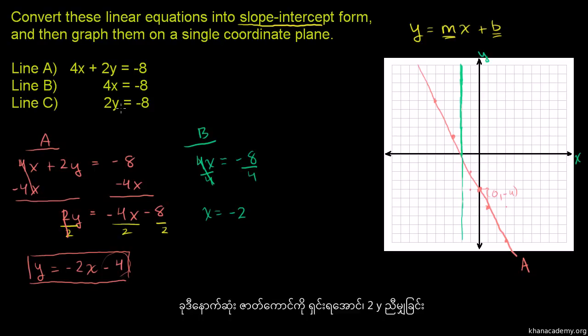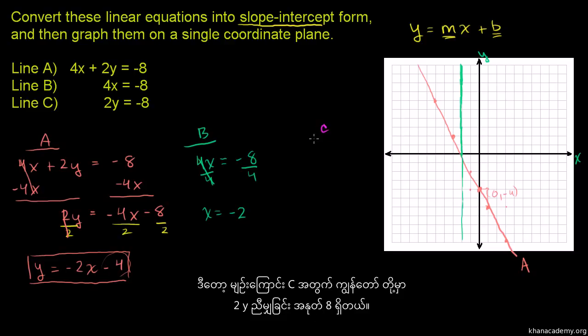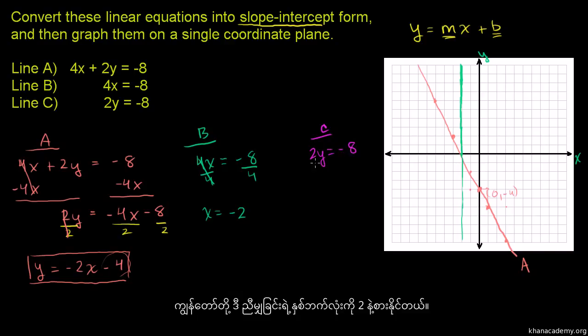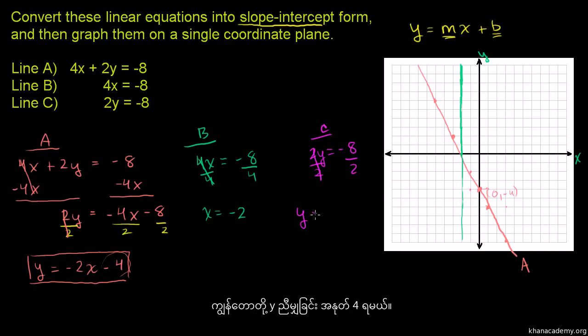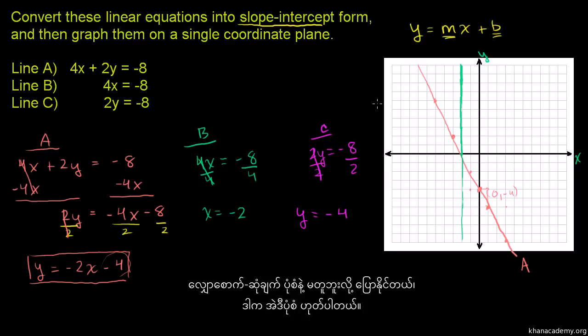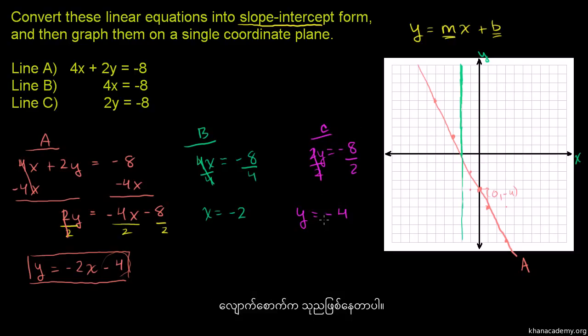Now let's do this last character. 2y is equal to -8. So line C. We have 2y is equal to -8. We can divide both sides of this equation by 2, and we get y is equal to -4. So you might say, hey, Sal, that doesn't look like slope-intercept form. But it is. It's just that the slope is 0.